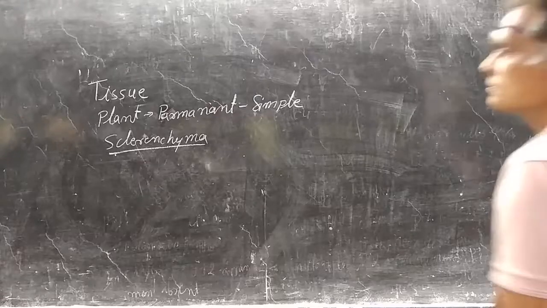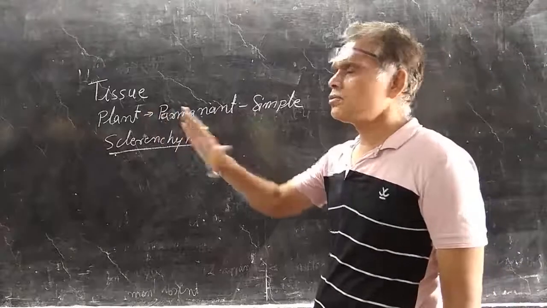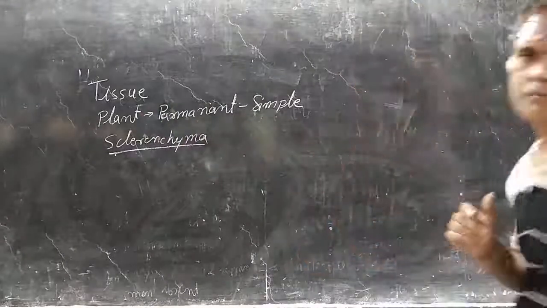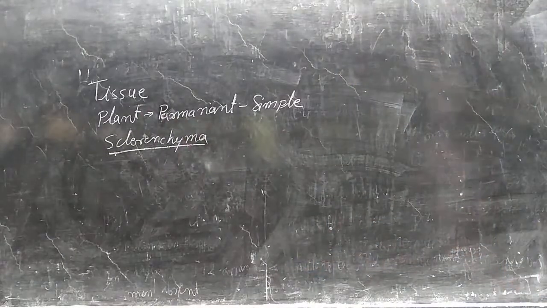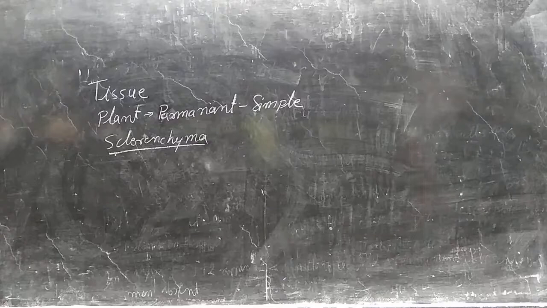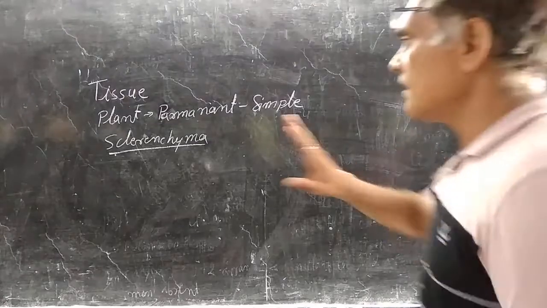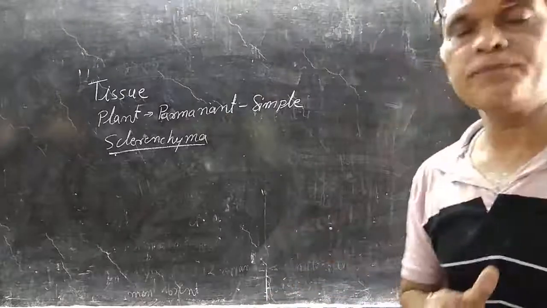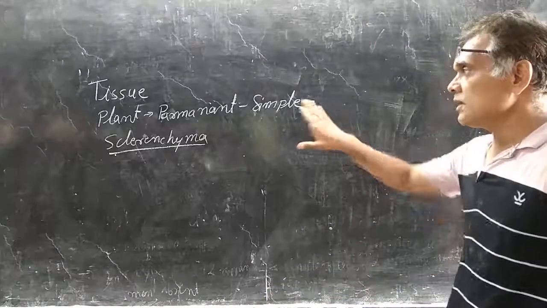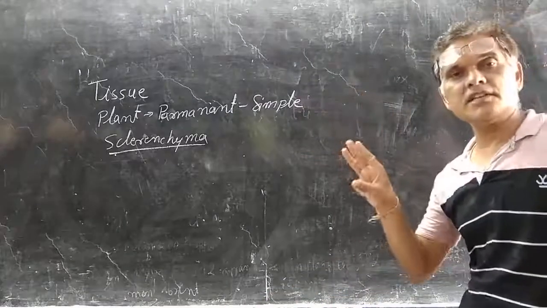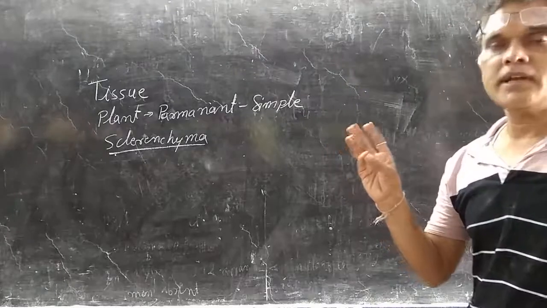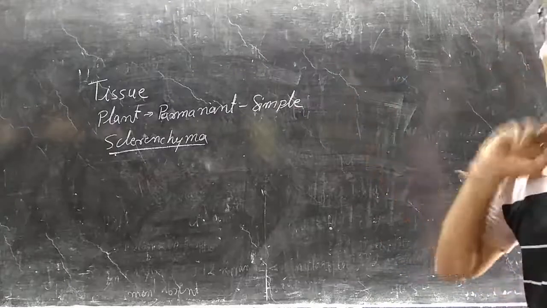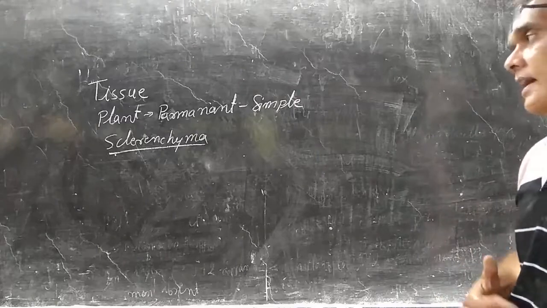Plant tissue is of two types: meristematic and permanent. Meristematic tissue we studied. Permanent tissue is again of two types, simple permanent tissue and complex permanent tissue. Simple permanent tissue is again of three types: parenchyma, collenchyma, and the third one is sclerenchyma.